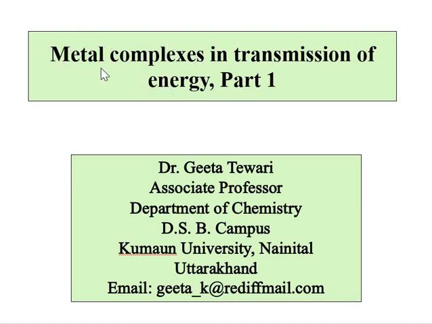Chlorophyll A and chlorophyll B are the pigments present in the thylakoid membrane of the plants, and they are metal complexes. The other pigment present in the thylakoid membrane is carotenoid, which is also helpful in the transmission of energy. So these are the three main pigments responsible for the transmission of energy. They absorb light energy, transmit it, and convert it into chemical energy. This is all about part one of metal complexes in transmission of energy.